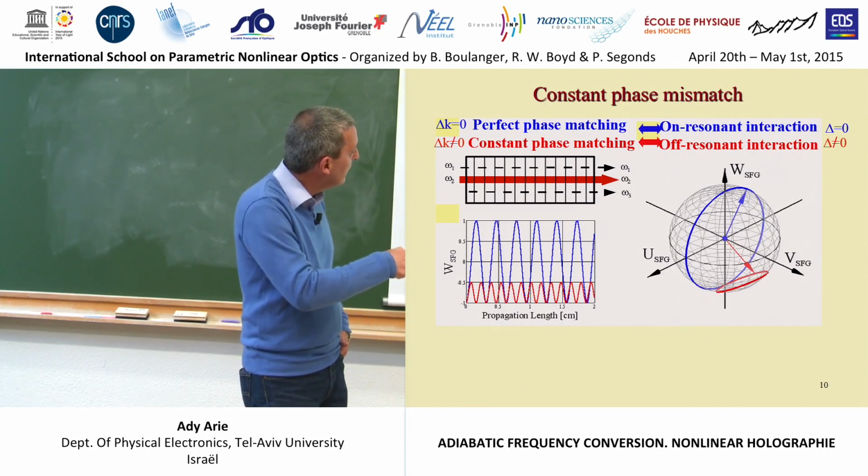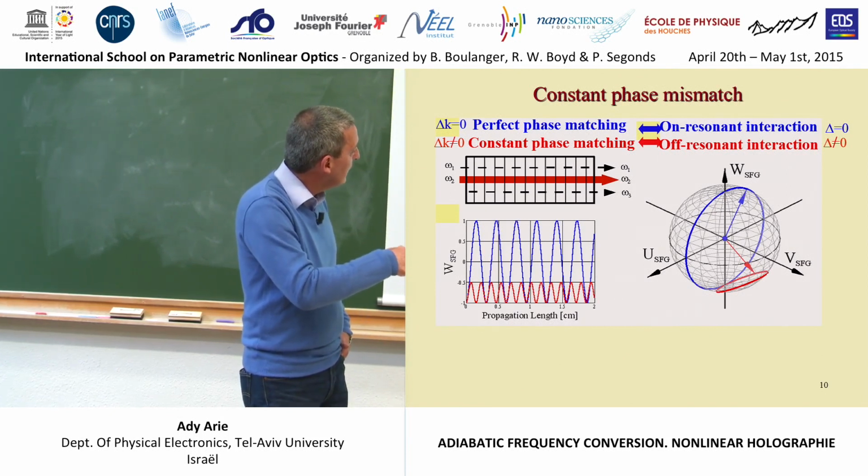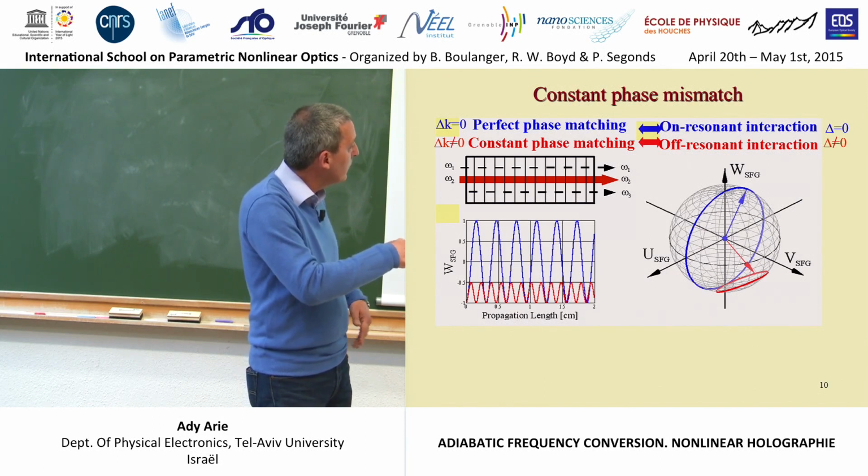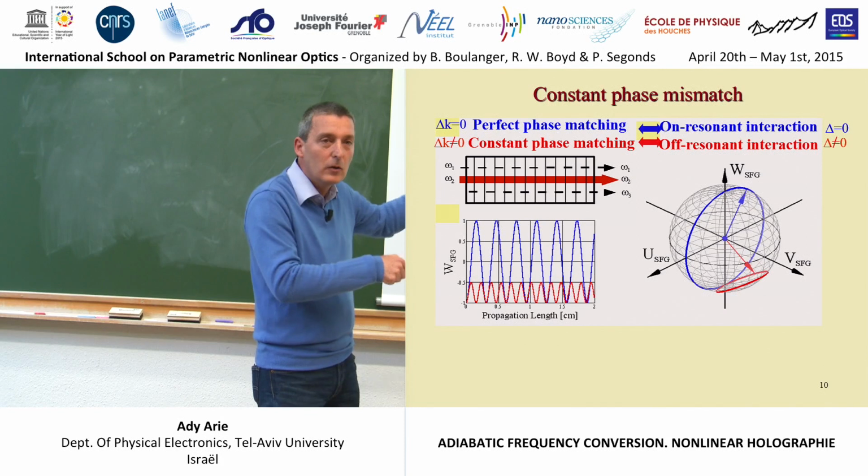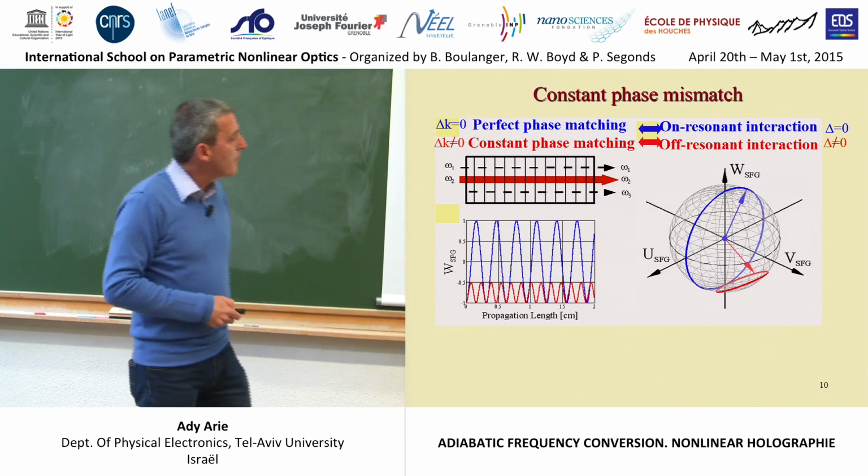This is shown here, right? So we don't have full conversion. We don't go all the way from omega 1 to omega 3. We go, let's say, to some conversion, but then it goes back. And it also oscillates faster. Okay?